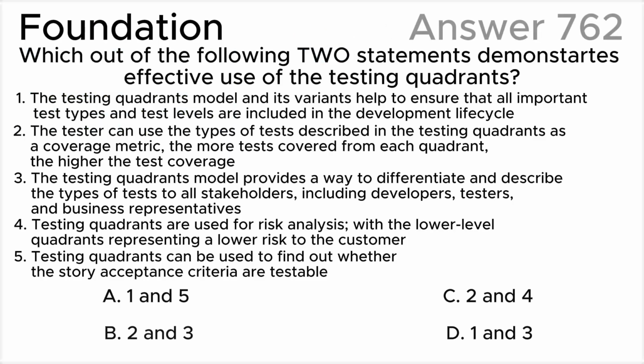Let's look at all the statements from 1 to 5. Statement 1 is true. Testing quadrants can be used to ensure that all test types and test levels are covered. One of the main purposes of the quadrants is to help teams think about different kinds of testing: technology-facing tests, business-facing tests, tests that support development, tests that critique the product. It ensures balanced test coverage across types of testing.